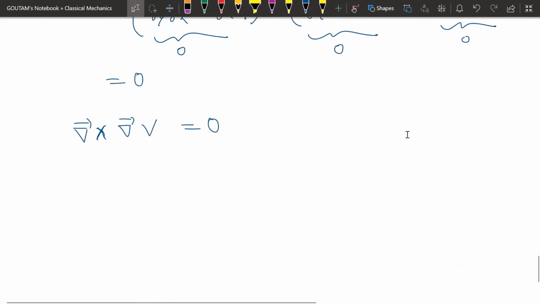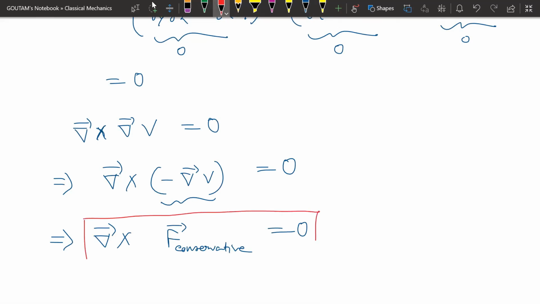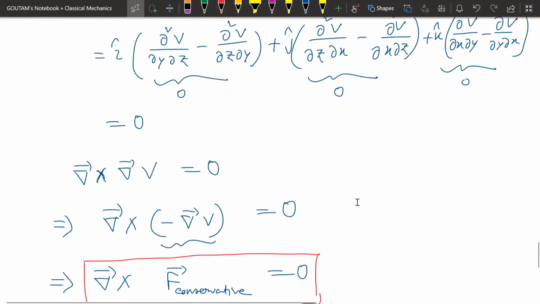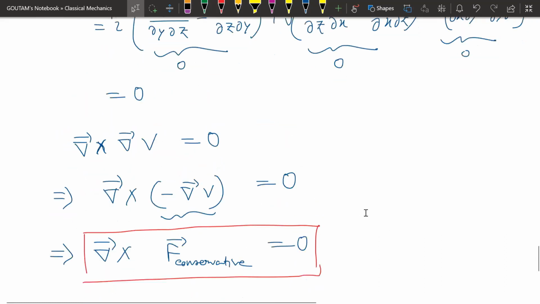So in that case, we can write that the curl of minus the gradient of V will also be zero. And this term is the conservative force. So we proved that if a force is a conservative force, then its curl must be zero. It's a very important property of a conservative force, and it's a very important property through which we can identify whether a force is conservative or not. We just need to calculate the curl of it, and if we get zero, then we can tell that the force is conservative. So that's what we will do for this problem, right?